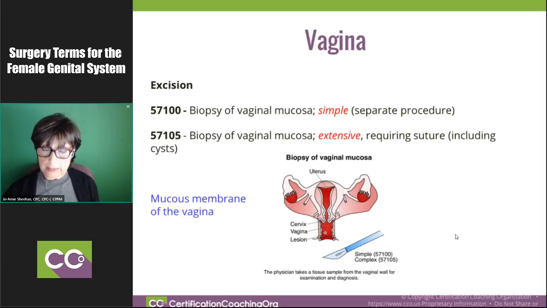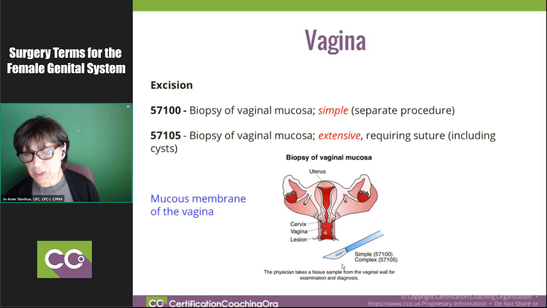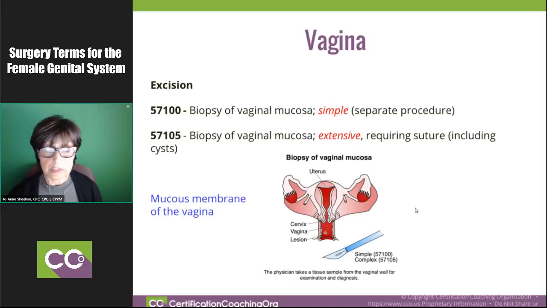Now, when we talk about excisions, again, we have the biopsy of the vaginal mucosa, simple, or 57105, biopsy of vaginal mucosa, extensive, which would require suturing and include cysts. And the vaginal mucosa is basically the mucous membrane of the vagina. So here is pretty much the same picture, but with the biopsy, the physician takes a tissue sample from the vaginal wall for examination and diagnosis, and that would be the tool that would be used.